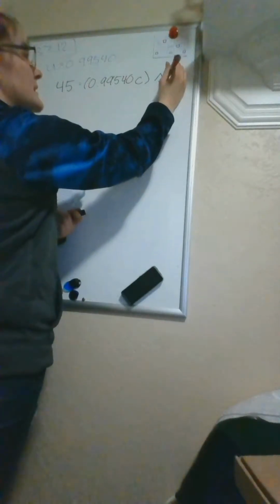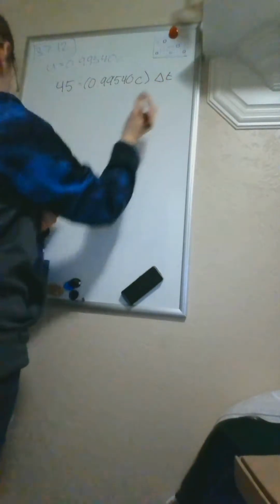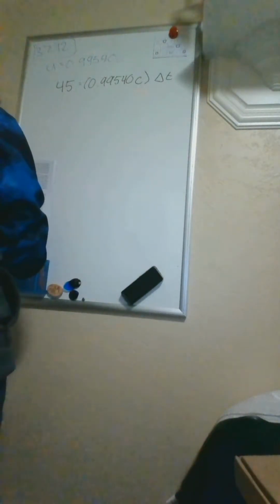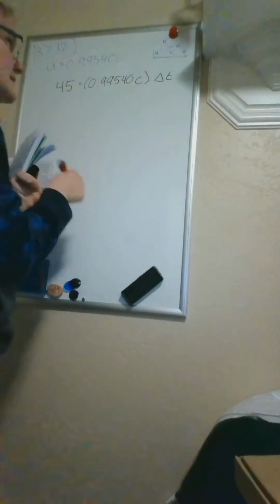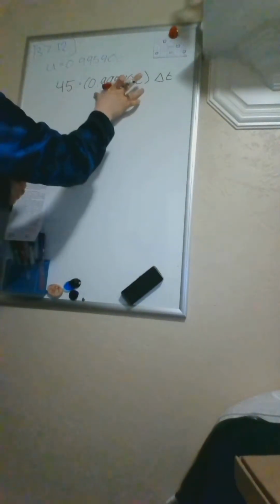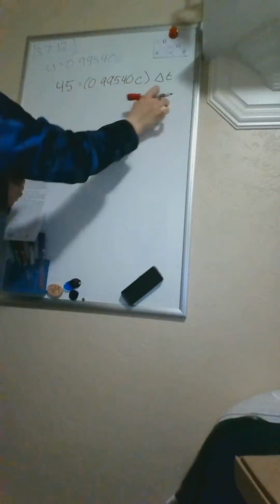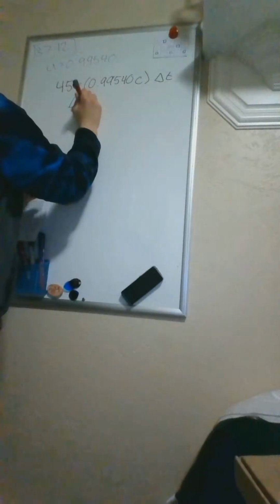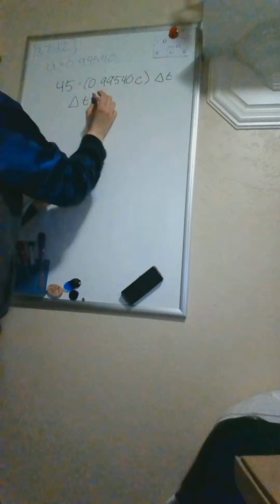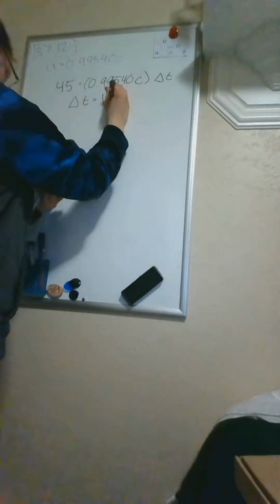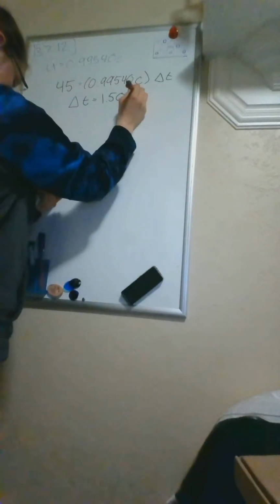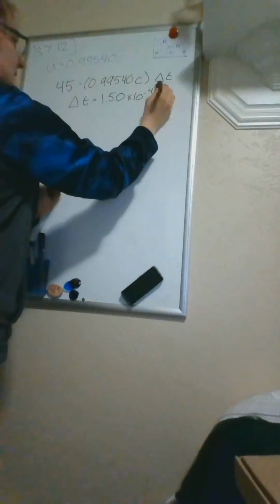times the change of time. And we're trying to find the change of time because we want to know, as measured by the scientist, how much time does it take the particle to travel the 45 kilometers. So if we just take this and do 45 divided by all of that, we get that the time that the scientist observes is 1.50 times 10 to the negative 4 seconds.